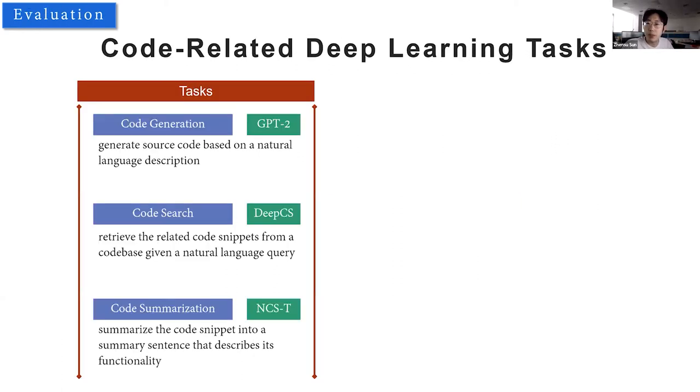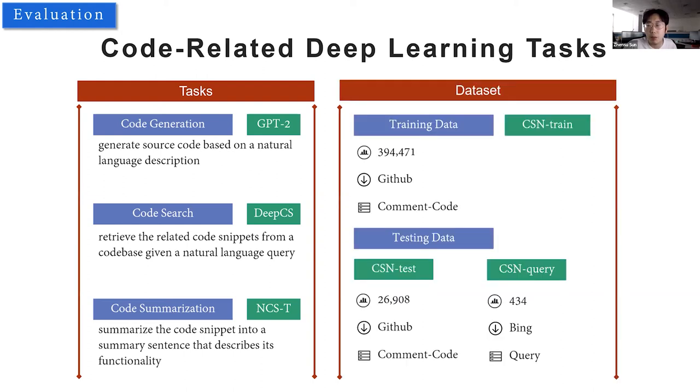To evaluate our method, we focus on three code-related tasks, including code generation, code search, and code summarization. For each task, we have selected a state-of-the-art model to conduct the experiment. The data set in our experiments is CodeSearchNet, which is collected by extracting functions and their paired comments from code repositories on GitHub.